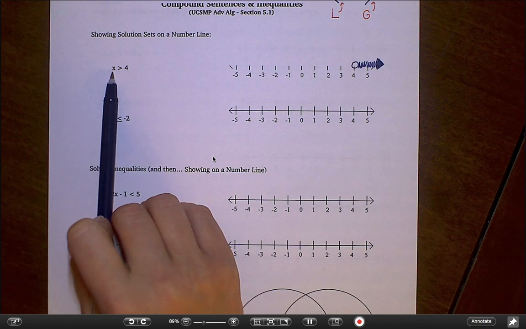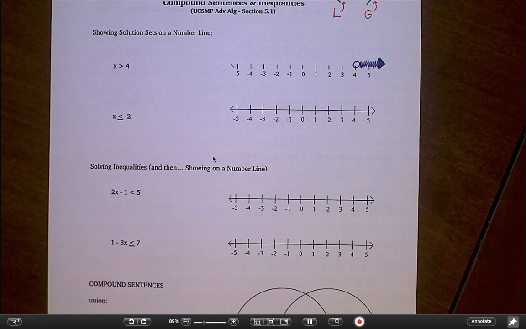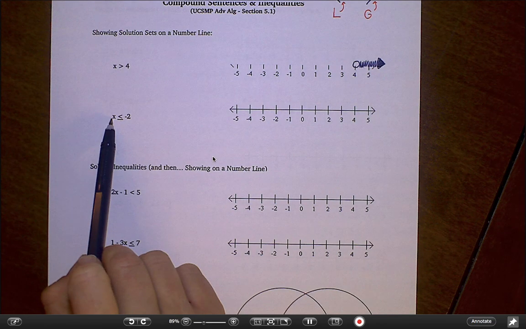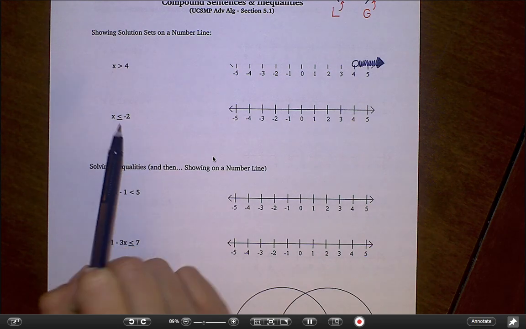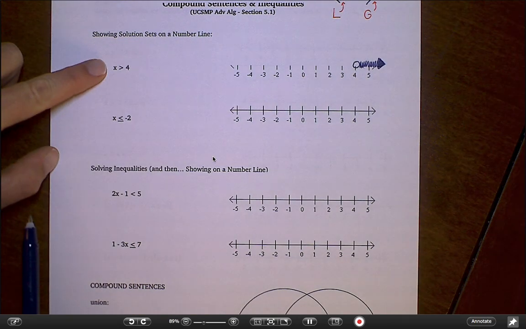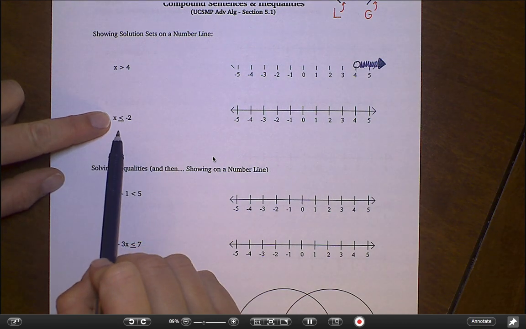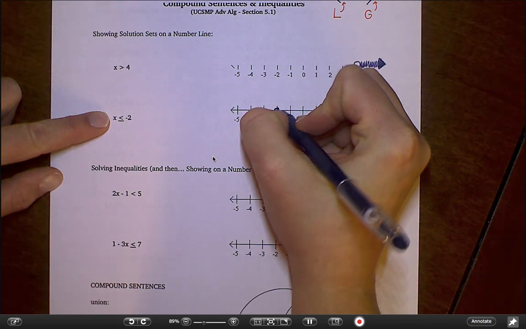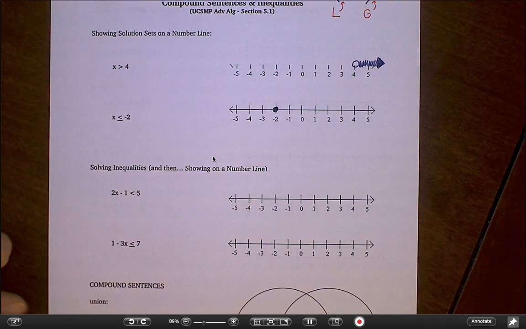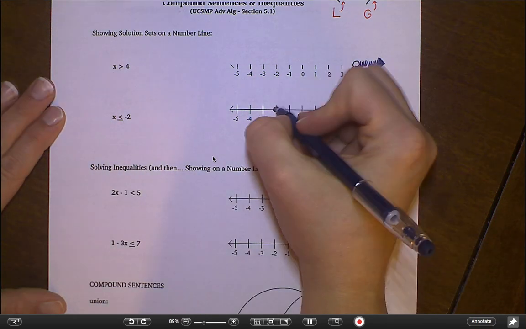Okay? Now, you'll also see inequalities with this line underneath. And again, you've probably seen this before. That's an equal to bar. So this means that x is either less than or equal to -2. So the big difference here between this one and this one is that in this case, we do actually want to include the -2 as a possibility. And so what I'm going to do this time is put a closed circle, or a filled in dot, on the -2. And then I'm going to shade everywhere less than, which on a number line is everywhere to the left.